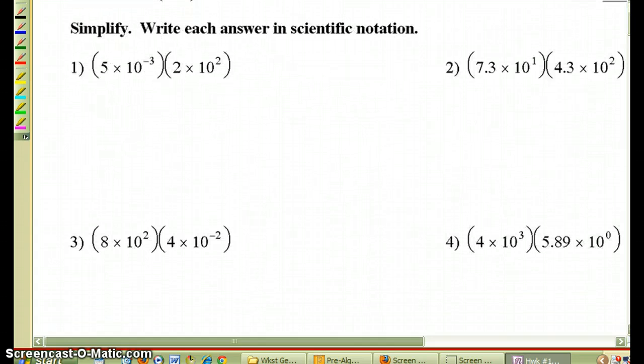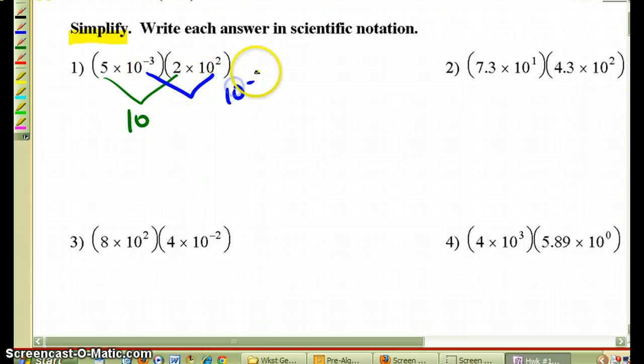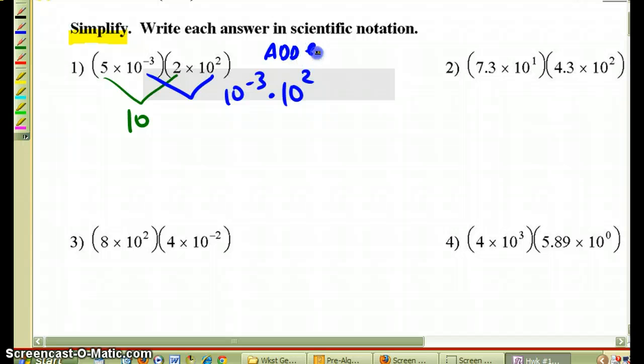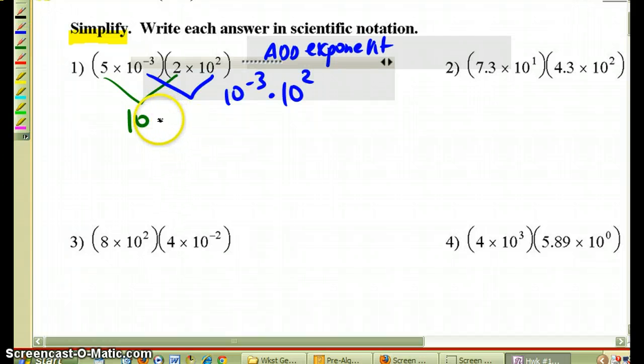The first problem here, because we're multiplying and that's what the parentheses represent, we're going to multiply the 5 and the 2 first, since we are simplifying and asked to do that. So that makes 10. And then I have multiplying the 2 powers, 10 to the negative third power times 10 to the second power. When I multiply powers, I need to add the exponents. So I'm going to do that here. I'm going to add the negative 3 plus the 2. I get times 10 to the negative first power.